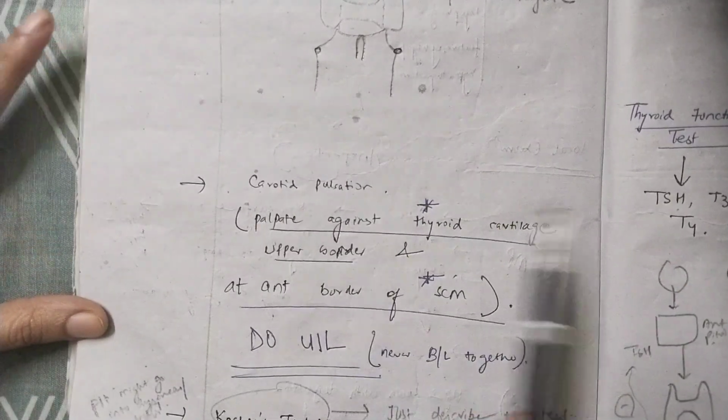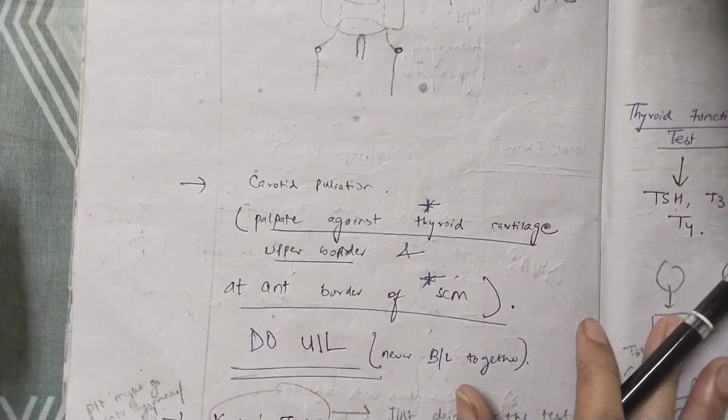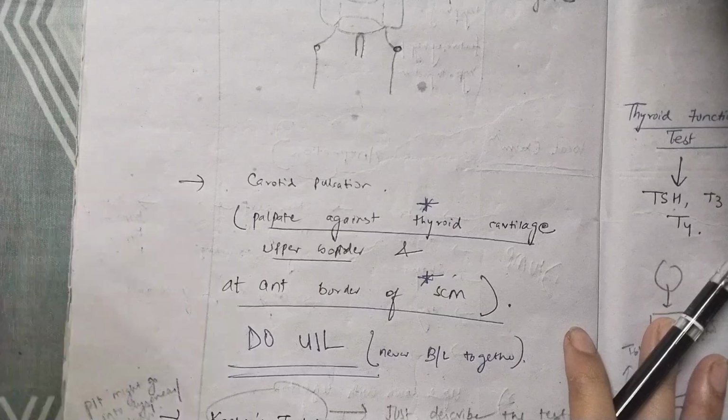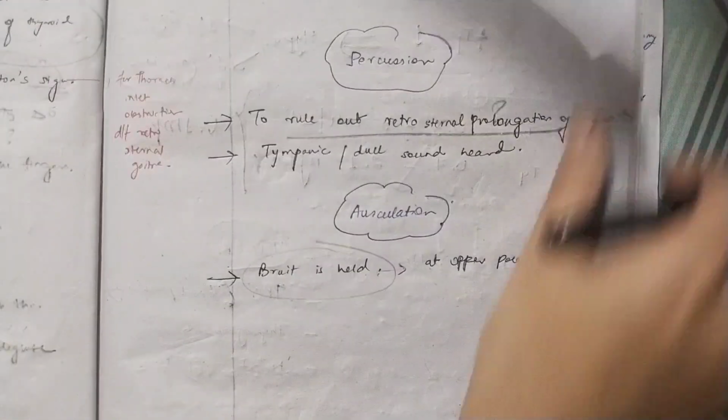The carotid pulsation. I've already mentioned the Berry sign, whether you can feel the pulsation of the carotid artery in its location, that is between the posterior part of the thyroid gland and the anterior border of the sternocleidomastoid muscle. If you can't feel it, then Berry sign is positive, which is seen in case of malignancy and Graves' disease. Lastly, in palpation, you have to check for thrill.